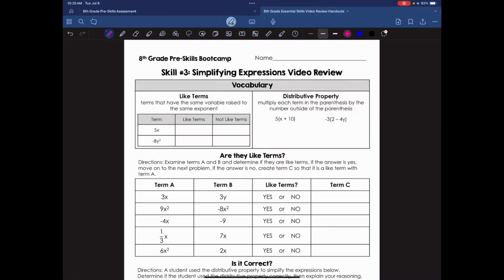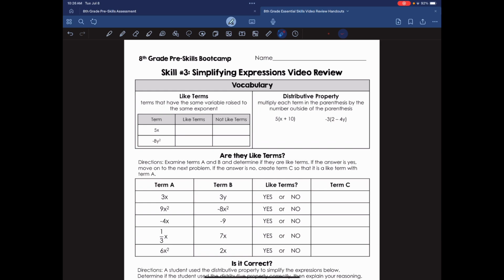Hey there, today we're going to be reviewing skill number 3, which is simplifying expressions in our pre-skills bootcamp. So we're going to dive in on this first video by just reviewing some key vocabulary that we need to better understand expressions in general, so that when we're talking about simplifying, we can use that vocabulary to make sure that we're on the same page.